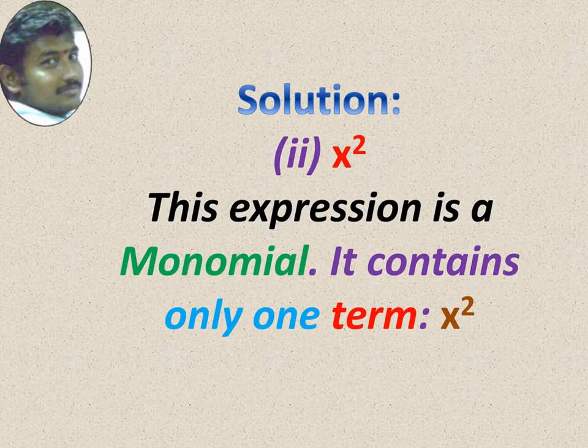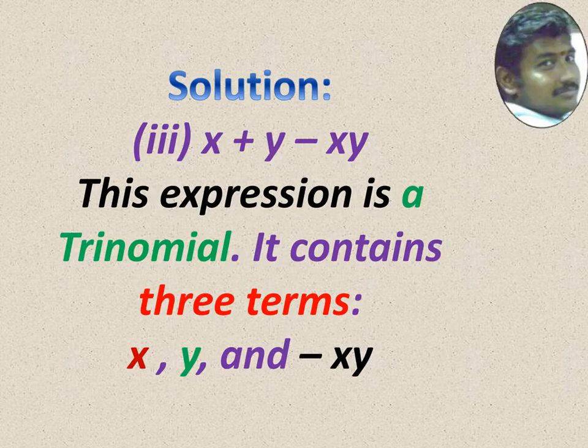Now let us see the third question: x plus y minus xy. This expression is a trinomial because it contains three unlike terms. You remember, three unlike terms: x, y and minus xy. That's why this expression is a trinomial.